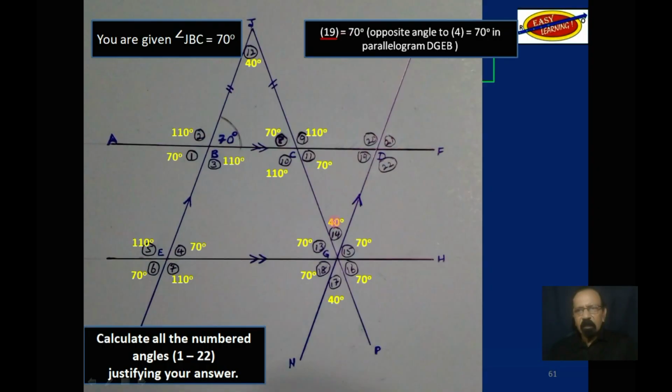19, this one here, it is 70. Why is it? Opposite angle to 4, which is 70 degrees, and it's angles in a parallelogram. So remember we said opposite angles in a parallelogram are equal to each other. So if that is 70, this is also 70.